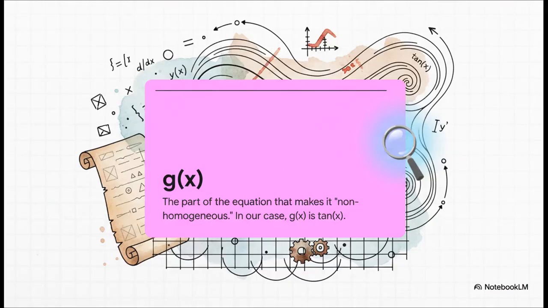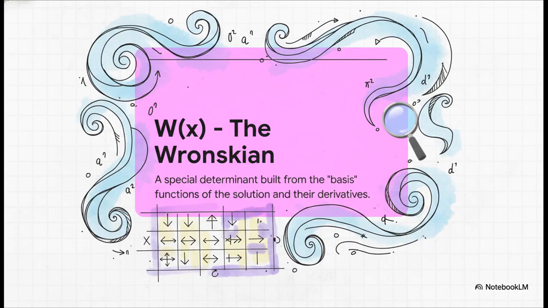First up, let's tackle the easy piece, g of x. This is simply the function that's sitting on the right-hand side of the equal sign. It's the term that makes the whole equation non-homogeneous in the first place. So for our problem, g of x is our troublemaker, tan x. Easy enough. Next in line is the capital W of x. This is known as the Wronskian. It's a special kind of determinant, and you build it using the fundamental solutions, we call them basis functions, from the homogeneous version of the equation. You take those functions and their derivatives and build a matrix. This thing is literally the foundation for everything else we're about to do.